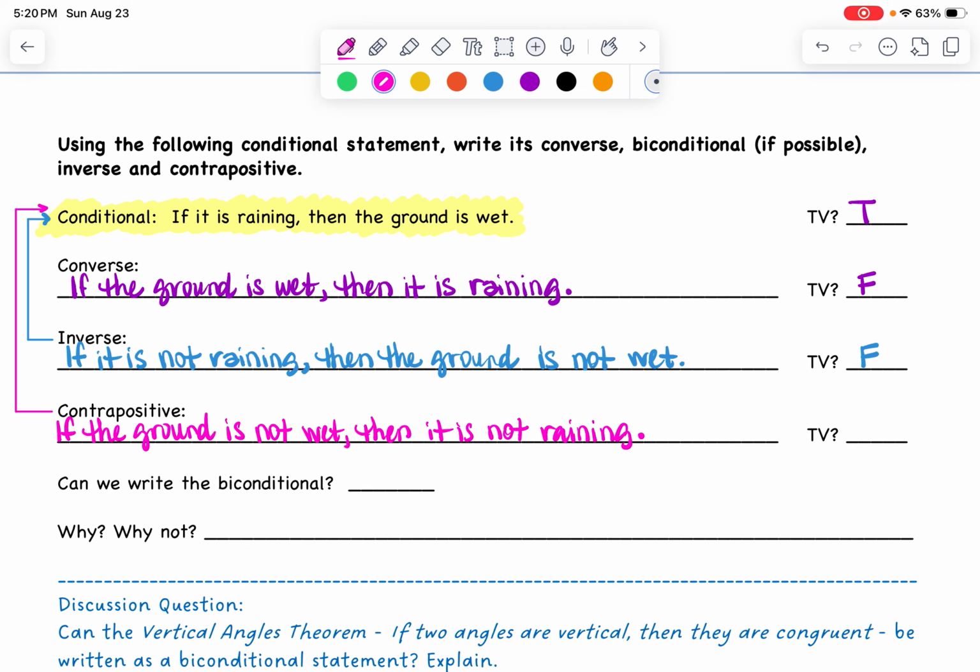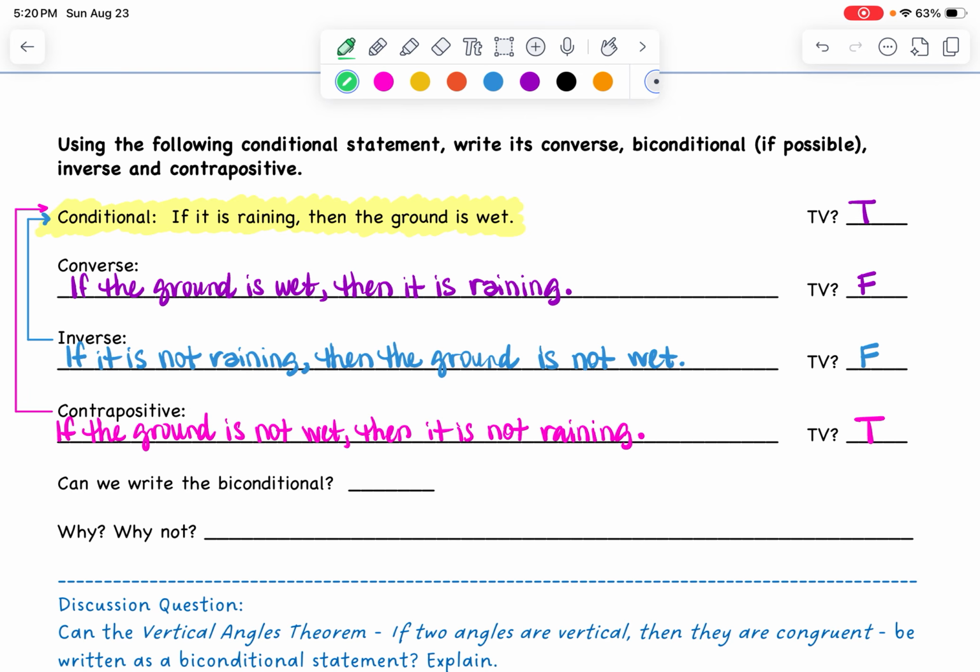If the ground is not wet, then it is not raining. Okay, so think about that for a second. The ground is not wet, so the ground is dry. So if the ground is dry, then it's not raining outside. Well, that's true. Again, sometimes you've got to think about it a little bit and figure out what that's saying.